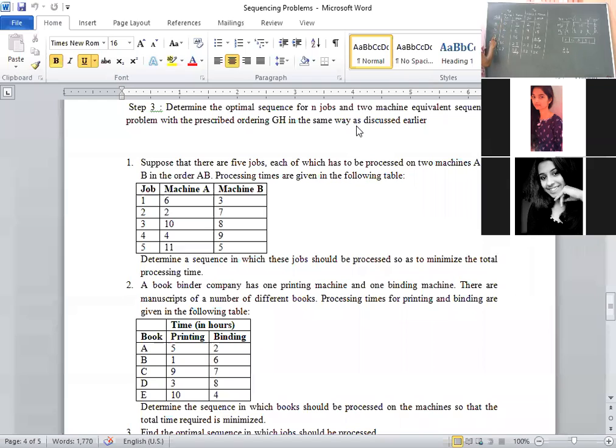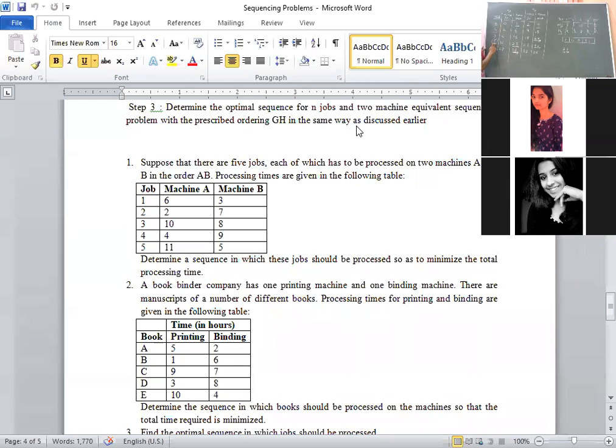Immediately, machine A will take the sequence, that is job 3. That's why this 6 will come as it is. Here the third job. To perform the third job on machine A, the time required is 10 hours. 6 plus 10, 16. Right now, at the 16th hour, job 3 is completed. Immediately it will take the fifth job. 16 will come as it is.